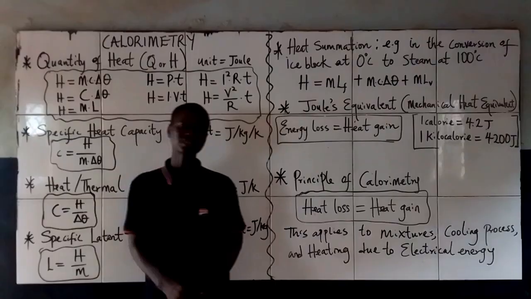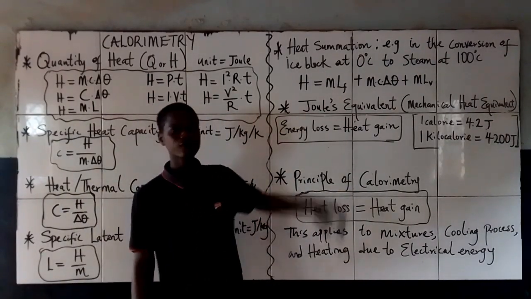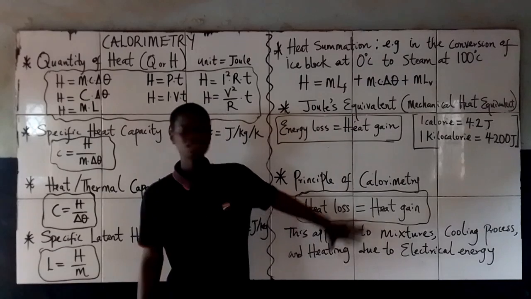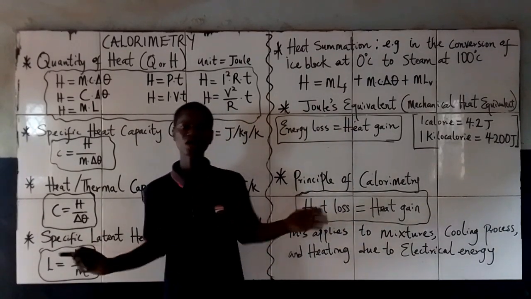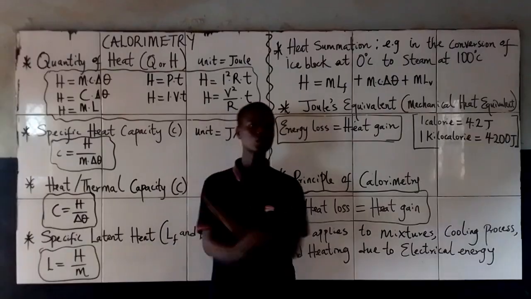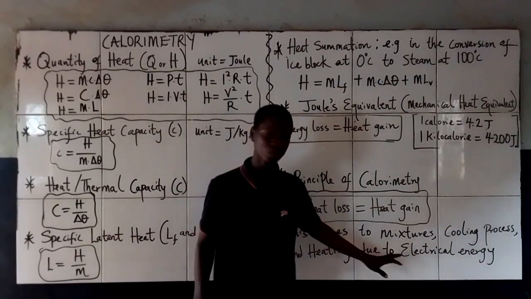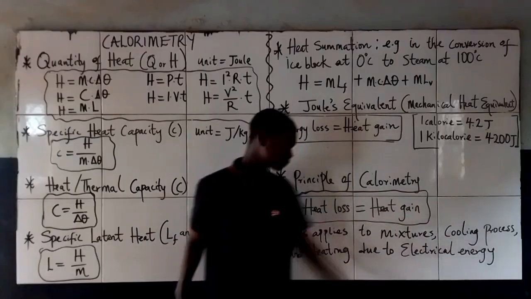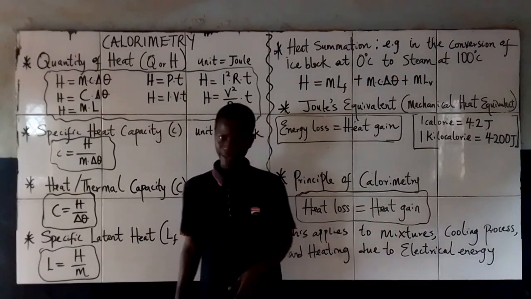Lastly, we'll be looking at the big deal here, which is called the principle of calorimetry. This is the principle that governs everything we have been saying ever since. And what does it state? Heat loss is equal to heat gain. Let me explain. This applies to what? Mixtures, cooling processes, and heating due to electrical energy.